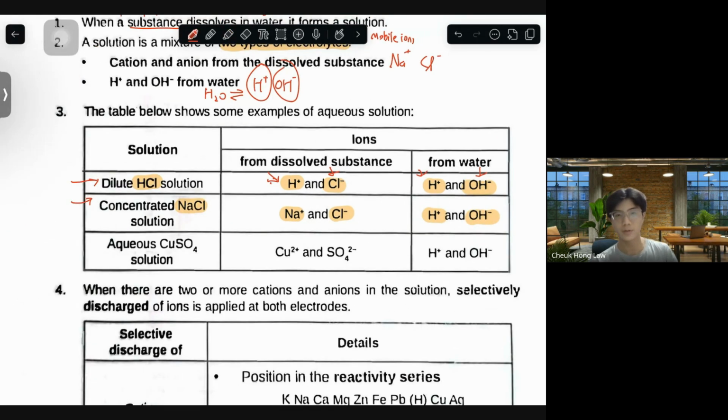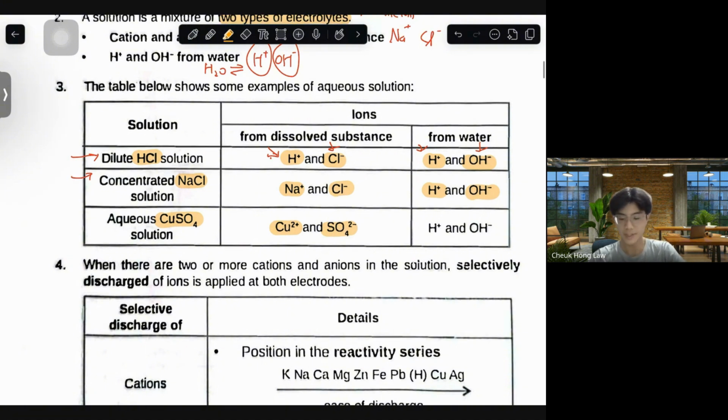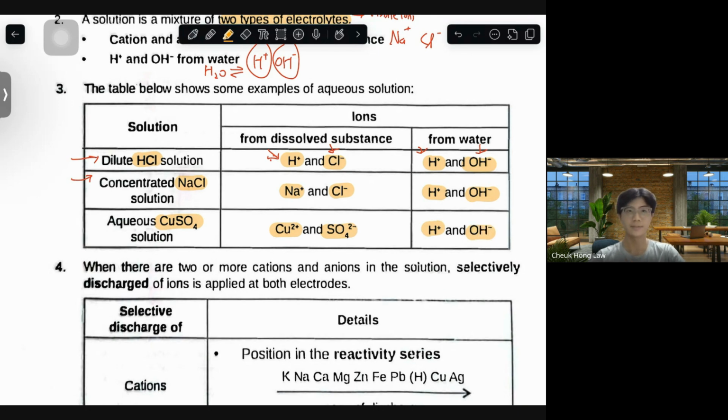Okay, it's very important to understand how to find all the ions in your electrolyte. Then the last example, aqueous CuSO4 solution, copper(II) sulfate. From copper(II) sulfate, of course, you have copper and sulfate, so Cu2+ and SO4 2-.